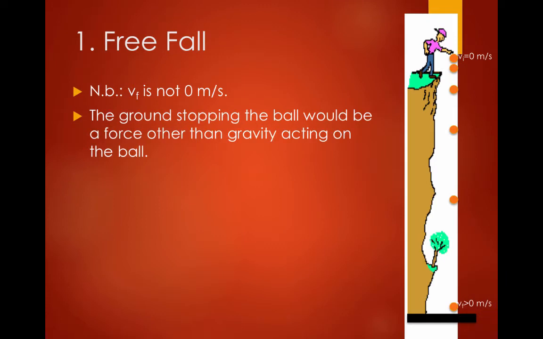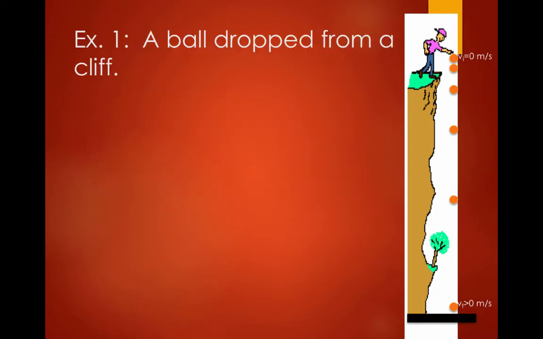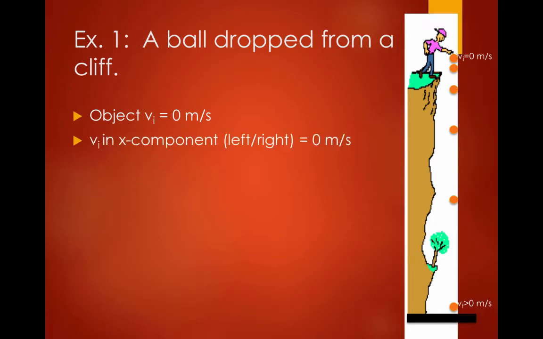Many students in grade 11 confuse the idea that the ball is stopping because it strikes the ground as final velocity. When we calculate velocity final for a projectile, we look at the velocity just as it hits the ground. Our first example will look at a ball being dropped off a cliff. When the ball is released, the initial velocity of the ball will be 0. It will not have velocity in the x-plane or x-component, left or right, nor will it have any velocity in the y-component, the up and down direction.